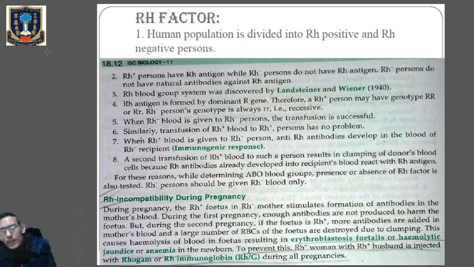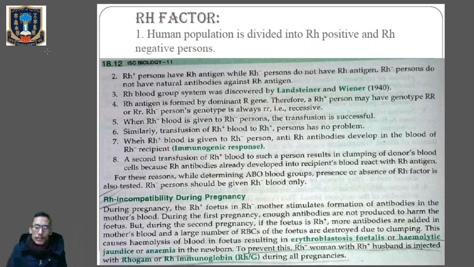Now, how to prevent this? So to prevent this, an Rh negative female or the mother with an Rh positive husband is injected with Rhogam or Rh immunoglobulin during all pregnancy. So that means the female or the mother needs to be injected with Rhogam or Rh immunoglobulin during all pregnancy. So in this way we can prevent the Rh incompatibilities during the pregnancy.